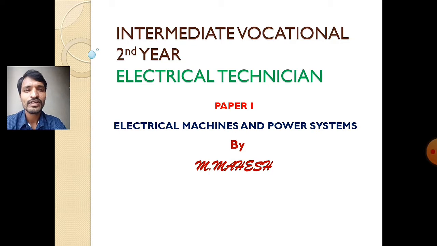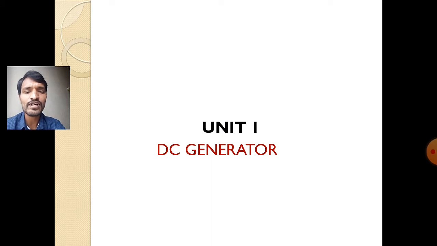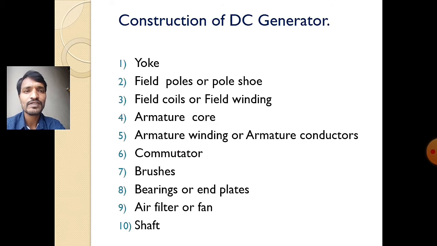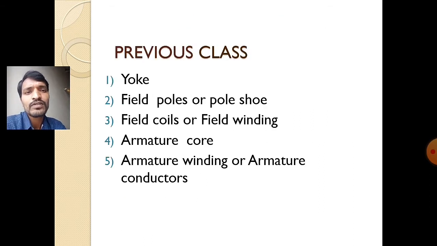Today in our electrical technician course we are going to discuss paper 1, that is electrical machines and power systems. In this we have already started our first unit, DC generator. In the previous class we started discussing the construction of a DC generator. We discussed the yoke, field poles or pole shoes, field coils or field winding, armature core, and armature winding or armature conductors. These 5 topics we discussed in our previous class.